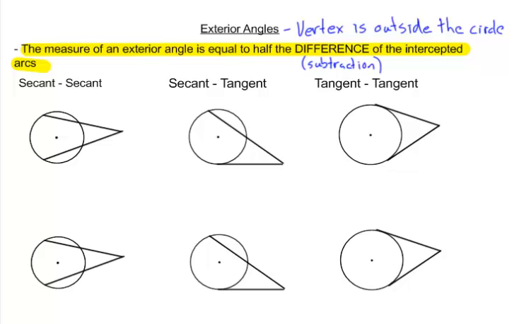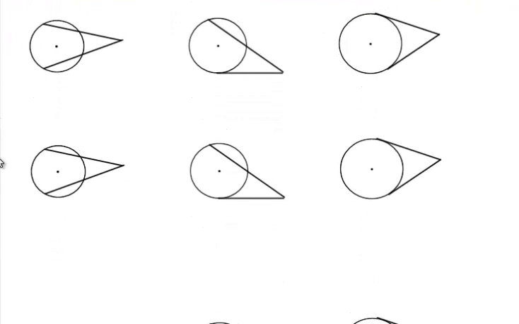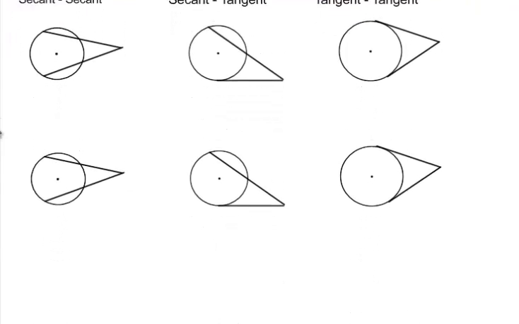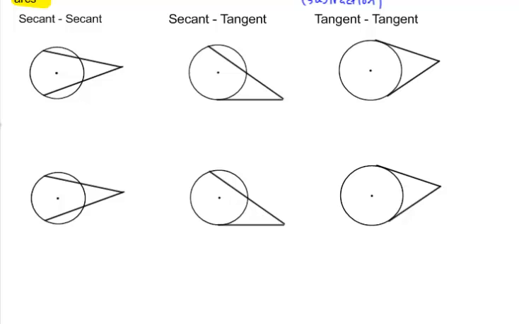So we have 3 scenarios that we need to be aware of. Okay, the first is when you have 2 secants. And when you have 2 secants, here's our exterior angle. I'm going to call it X. And here are my 2. Now follow those secants along, and here's where we get our 2 intercepted arcs. One is here, the other's there. And A and B. So X equals 1/2 A minus B.